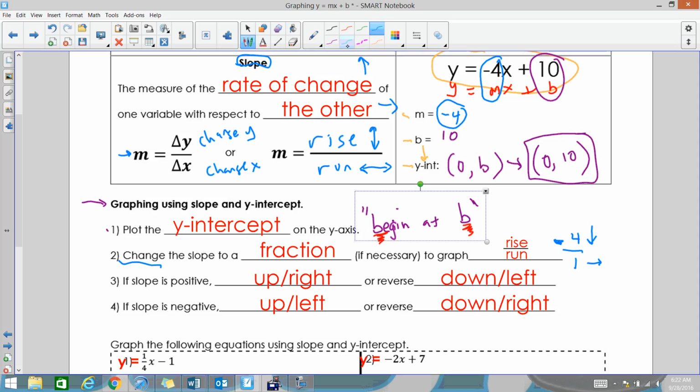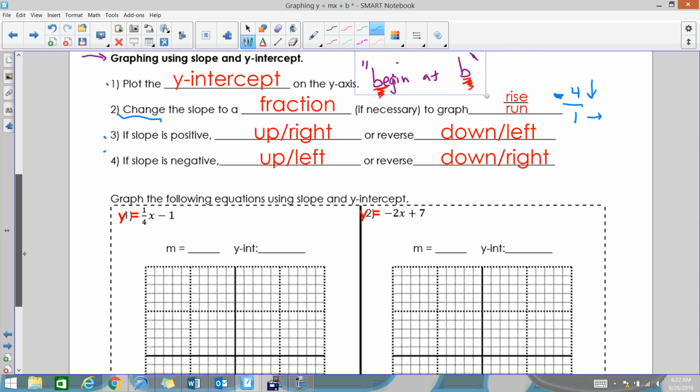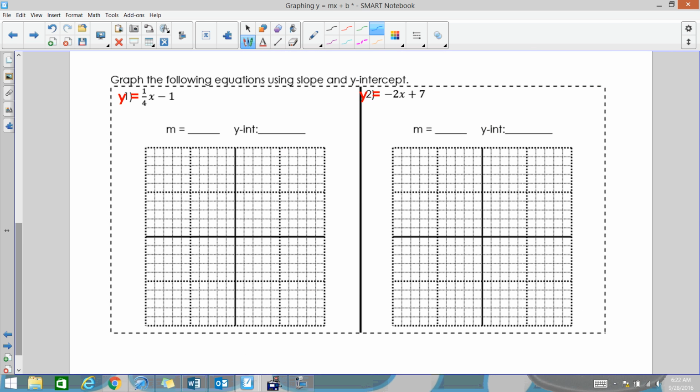Now, I have some things here to help you out. It says if the slope is positive, you go up to the right or reverse down to the left. What I do is I don't even think about that. As long as you're doing rise or fall over run, you're going to be totally fine. This is just going to be practice, practice, practice. That's what we're doing today. If I'm going too fast and you didn't write that down, pause, go back, write it down. Okay?